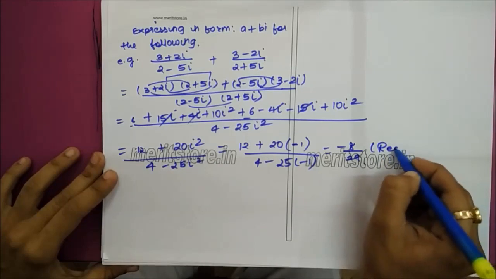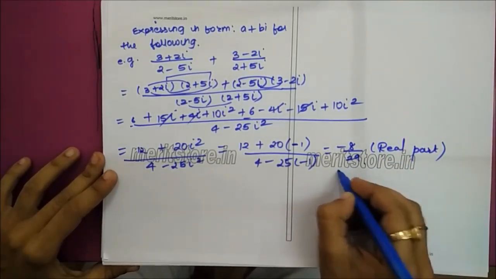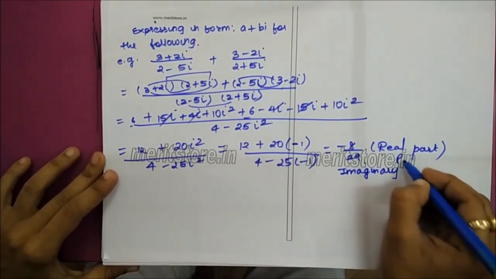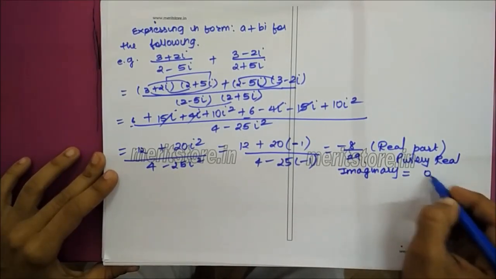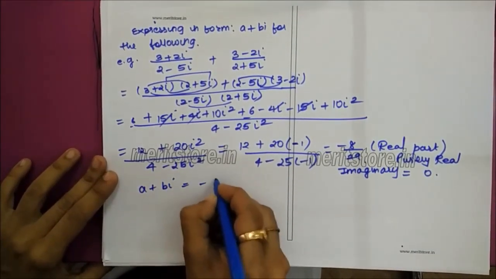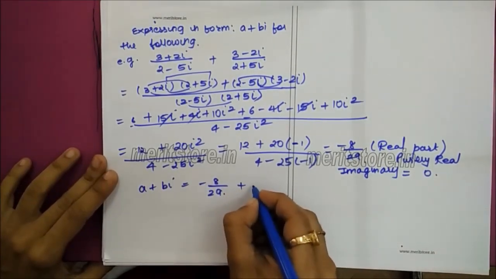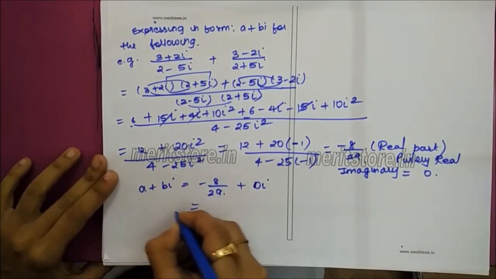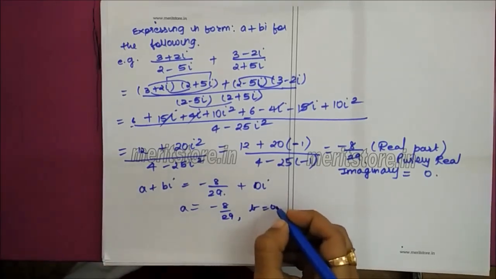Here you get only the real part. So your imaginary part is 0, it is purely real. Hence, in the form of a plus bi, we get minus 8 upon 29 plus 0 into i. So this is your a and b is equal to 0.